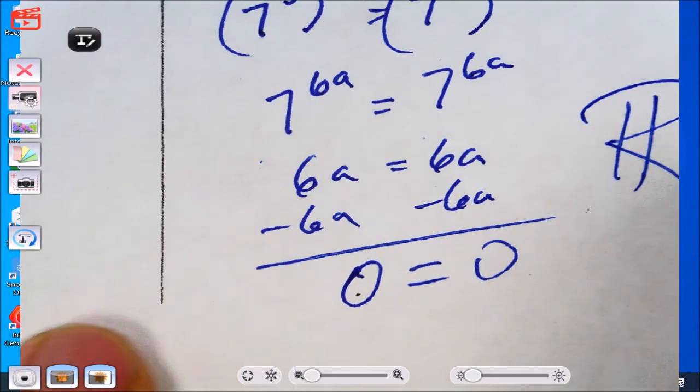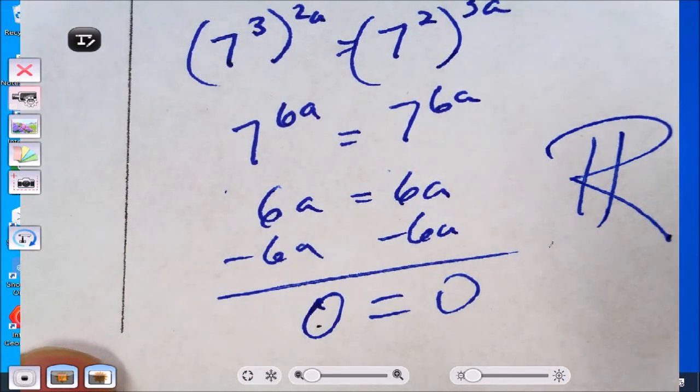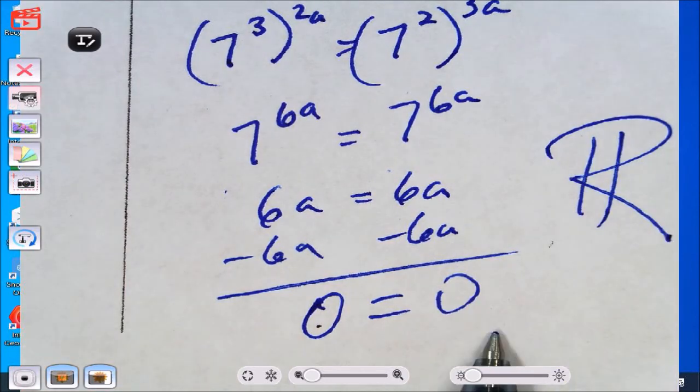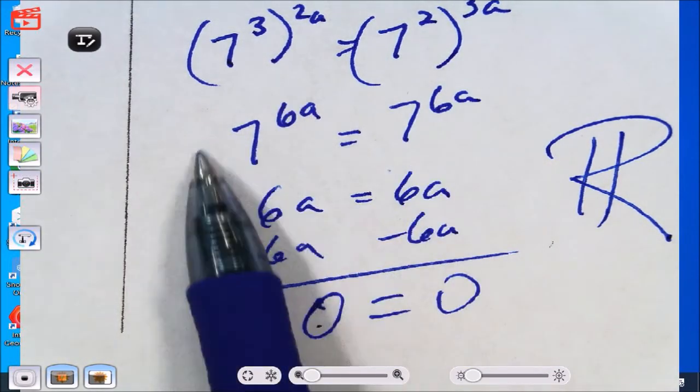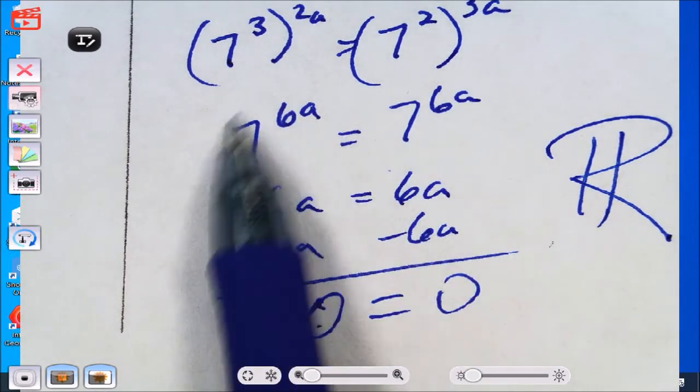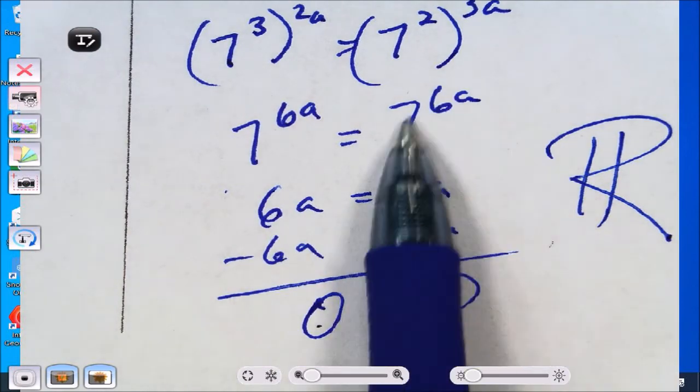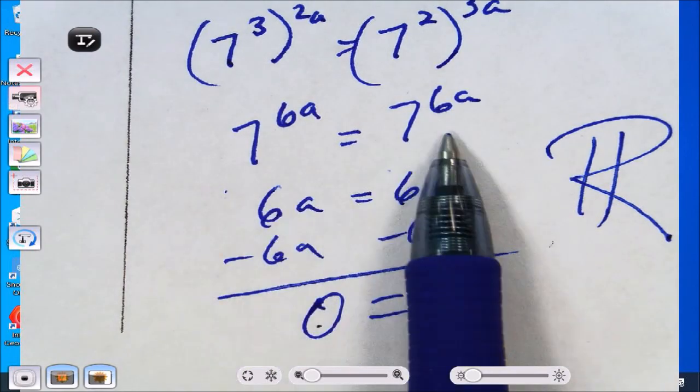Why are we saying all real numbers? Does it equal zero? No. It's 0 equals 0. It's not 1 equals 0. And yes, if you were here, you can decide it's all real numbers. Because if the left side is perfectly identical to the right side, then A doesn't matter.